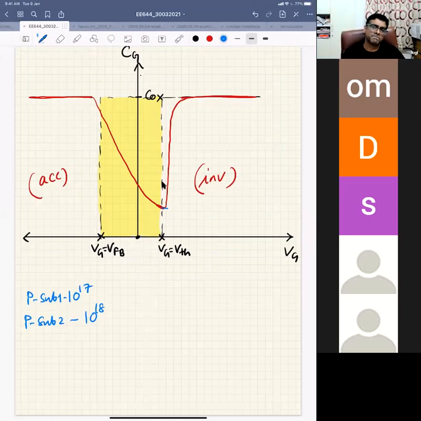Anybody? Om? Sir, my threshold voltage would increase. Yeah, threshold voltage will increase. So will there be a parallel shift in the characteristic, or your Cox will not change? Your threshold voltage will change. Will there be any other changes?